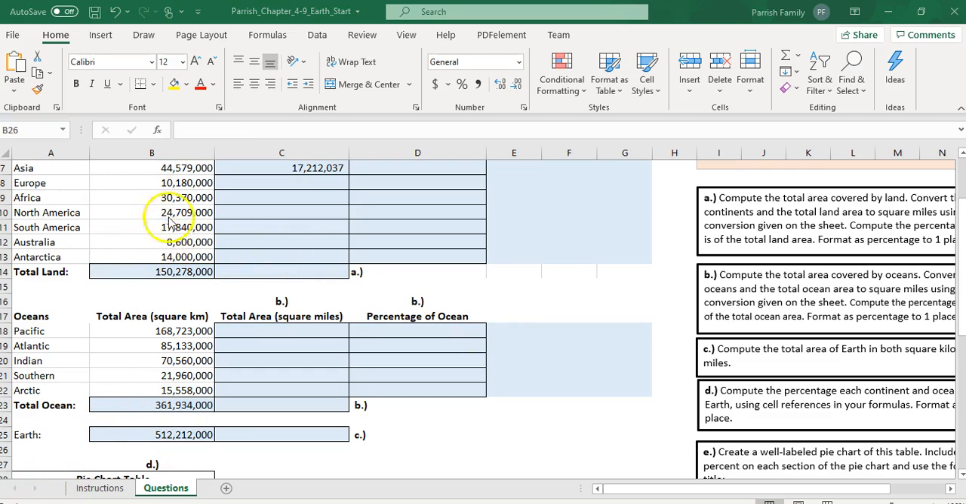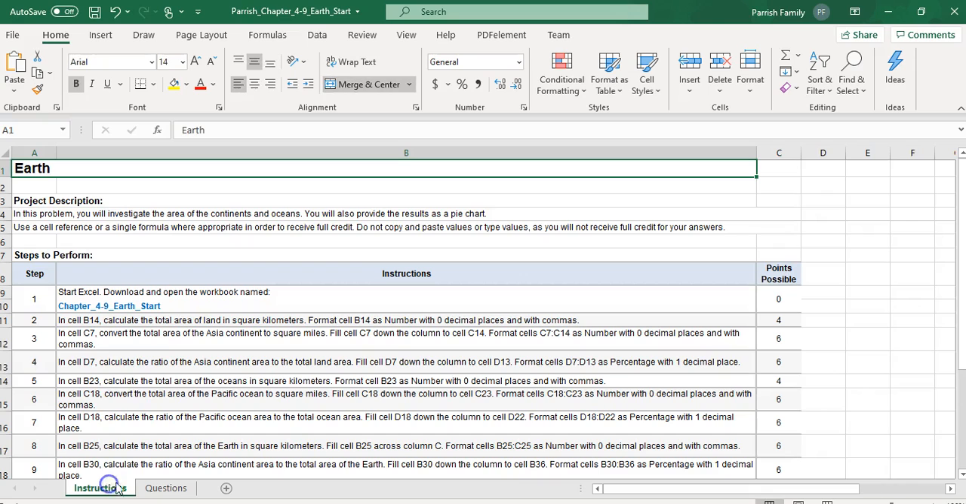All right, so we found the total of the land masses and we found the total of the oceans. And then to get the total for the Earth, I want to add together the total land plus total ocean. So we're going to do that calculation to get that. So now we want to do step 3.